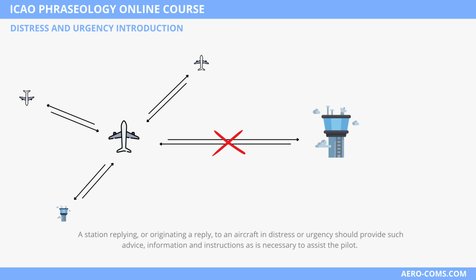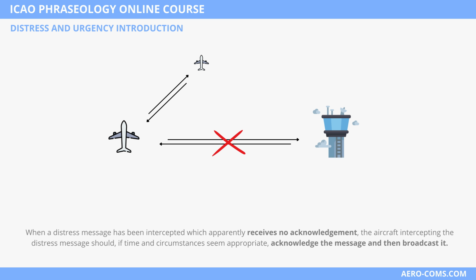A station replying or originating a reply to an aircraft in distress or urgency should provide such advice, information, and instructions as is necessary to assist the pilot. When a distress message has been intercepted which apparently receives no acknowledgement, the aircraft intercepting the distress message should, if time and circumstances seem appropriate, acknowledge the message and then broadcast it.